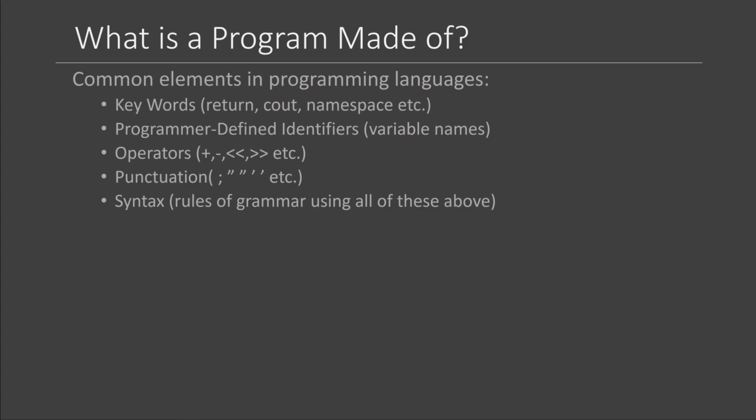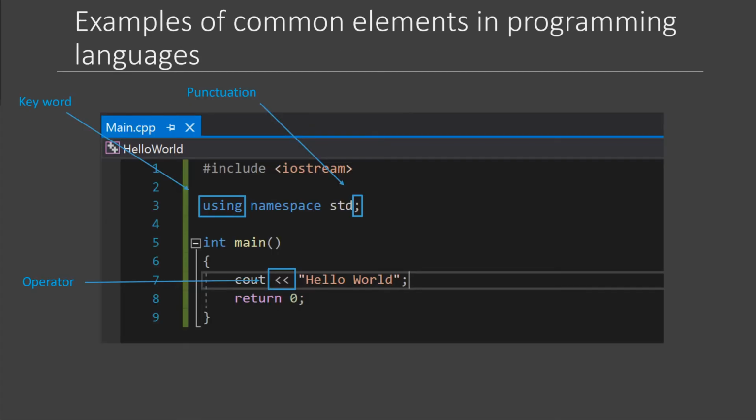Okay, so back to our Hello World example. We have identified but a few of these programming elements just to give you some understanding. We have a keyword, using, and namespace is also a keyword. We have some punctuation, which is the semicolon. Then we also have an operator, which we are going to learn about more in the next lecture.